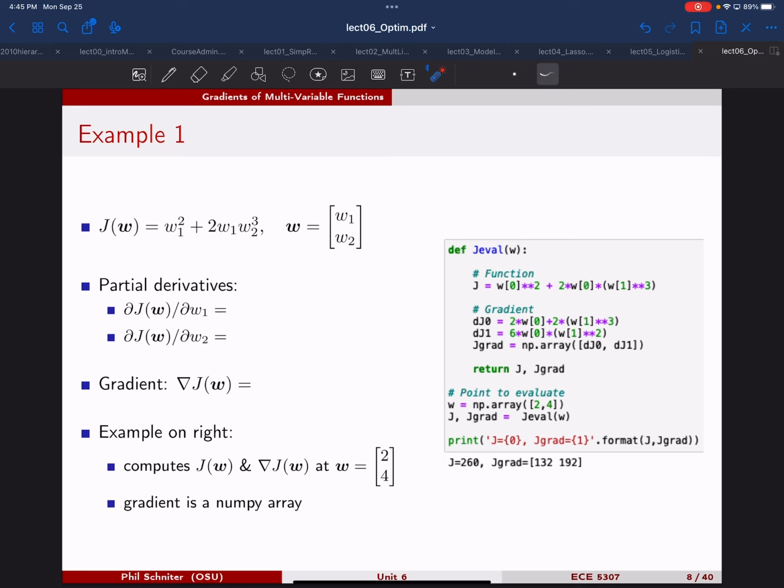Ryan Flanagan? For the first derivative, that would be just 2W1 plus 2W2 cubed. Yes, exactly. 2W1 plus 2W2 cubed. Okay. And then what about the next one?